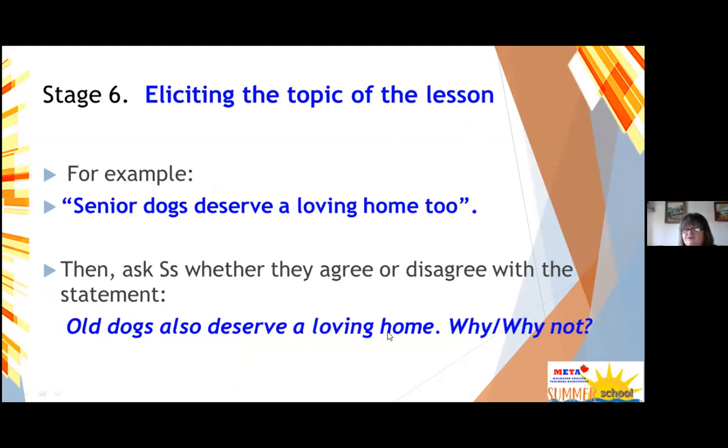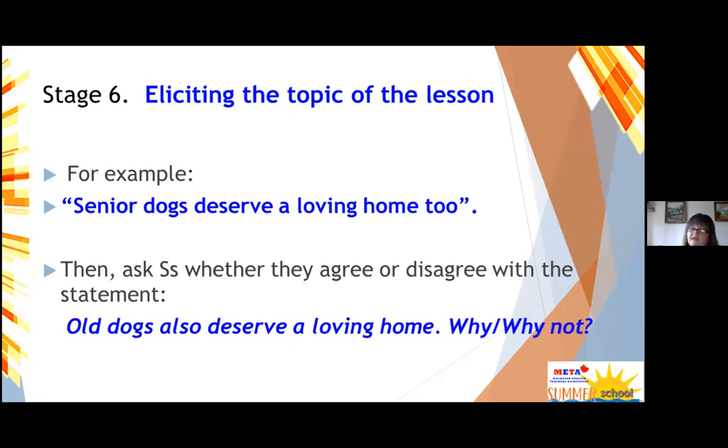Senior dogs also deserve a loving home. Why? Why not? Some people might say, okay, old dogs are old and we should put them to sleep, right? Or on the contrary, old dogs are experienced dogs. They would come with different ideas. Some might say, oh, old dogs, well, if you have one in the house, it means many problems. They are not active. They need the consultation of vets, which is very expensive, you know.